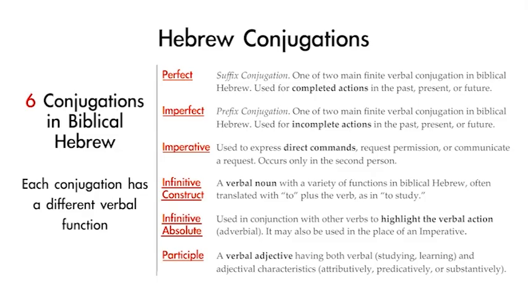And finally, there's the participle, a verbal adjective having both verbal and adjectival characteristics. These are the 6 conjugations in Biblical Hebrew. And again, we're going to be moving through each of these conjugations one at a time in one chapter per conjugation. So you don't have to worry about understanding everything now. I'm just giving you the overview.